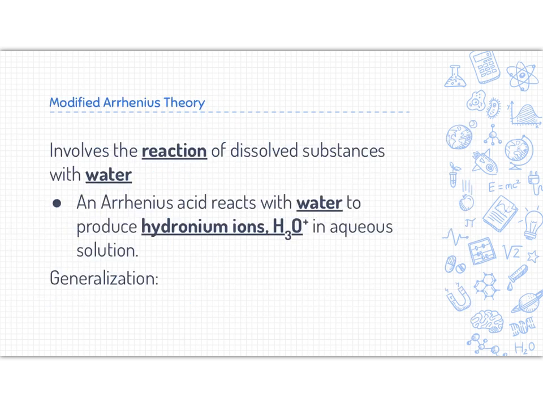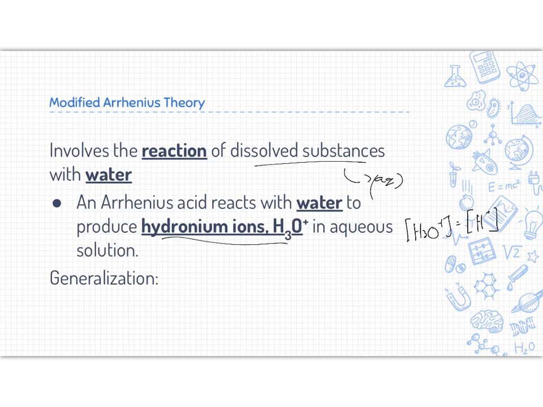So Arrhenius had to go back to the drawing board. He needed a new theory about acids and bases. So he created the Arrhenius's modified theory, or the modified Arrhenius theory, whatever you want to call it. It involves the reaction of dissolved substances, so they have to be aqueous, with water. So an Arrhenius acid actually reacts with water to produce what we call hydronium ions. Now we saw these in our pH and pOH unit, and we said that H3O plus concentration is equal to H plus concentration. And here's why.